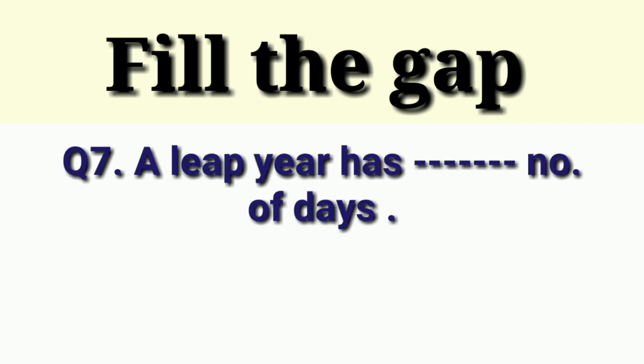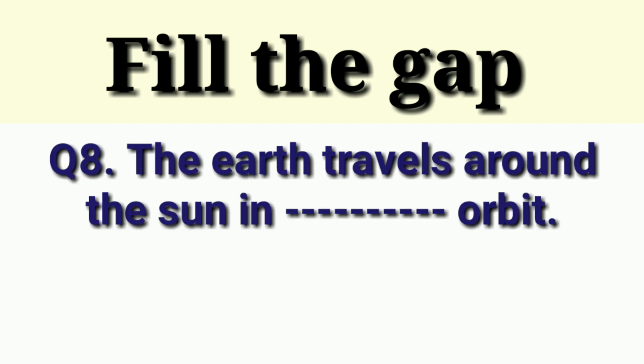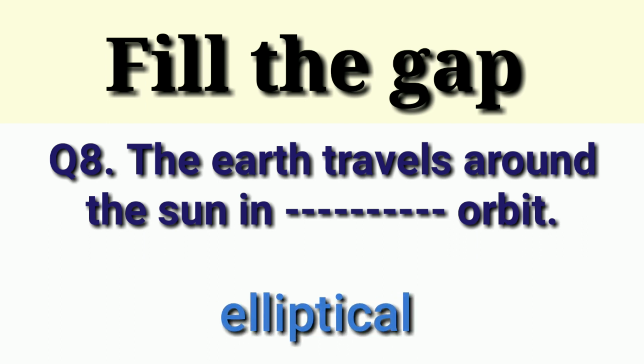Next question is, a leap year has dash number of days. Answer is 366 days in a year. Next question is, the earth travels around the sun in dash orbit. Answer is elliptical orbit.